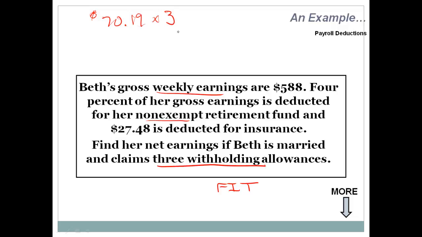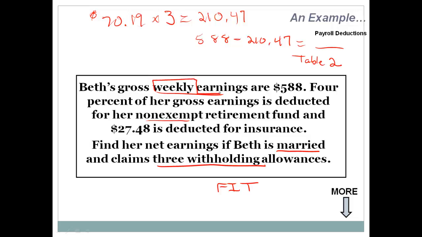So we will multiply this number by 3, and I believe that gives you $210.47. Then you'll take 588 minus 210.47, and whatever that amount is, you look that up in table 2. She's married, so find the weekly withholding part. It's at the top of that table 2. Use the right side because she's married, and find where the number that you get when you do this subtraction fits in the table, and that's how they calculated that.